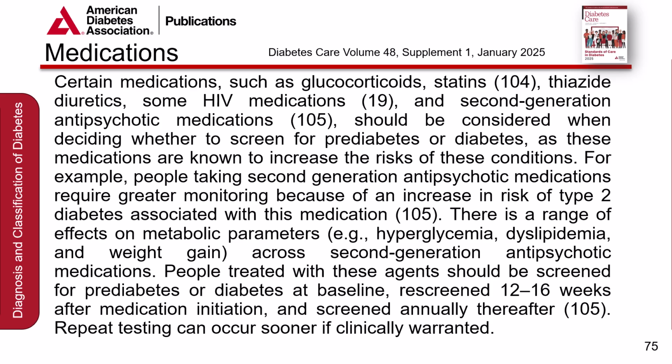For example, people taking second-generation antipsychotic medications require greater monitoring because of an increase in risk of type 2 diabetes associated with this medication. There is a range of effects on metabolic parameters, for example, hyperglycemia, dyslipidemia, and weight gain, across second-generation antipsychotic medications. People treated with these agents should be screened for prediabetes or diabetes at baseline, rescreened 12 to 16 weeks after medication initiation, and screened annually thereafter. Repeat testing can occur sooner if clinically warranted.